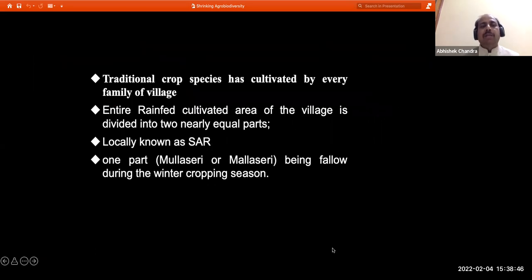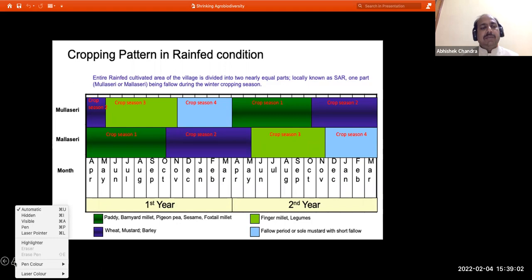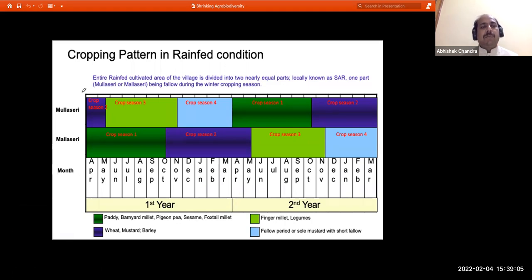What they are doing is that the entire village area is divided into two parts, locally known as the sar. One part is the mulasari and the other is the malasari. One segment they grow from April to October, in crop season one, which includes paddy, barnyard millet, pigeon pea, sesame, and foxtail millet. And in the other half, they grow the alternative crop.